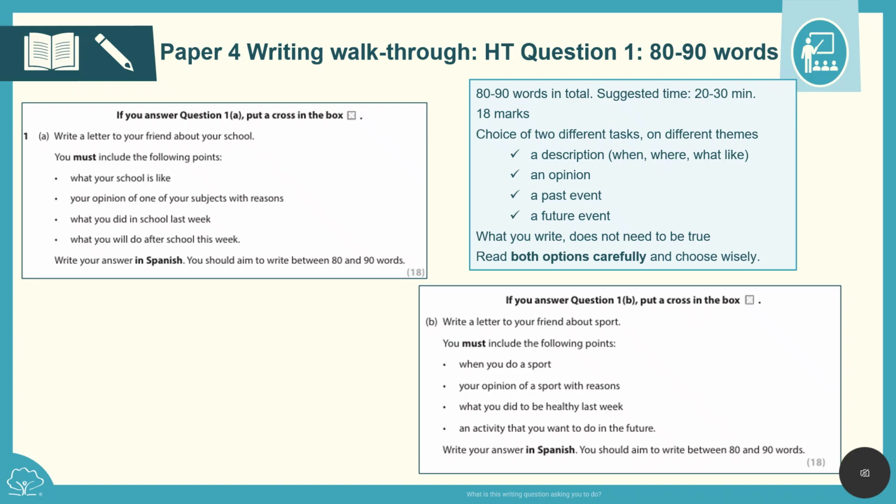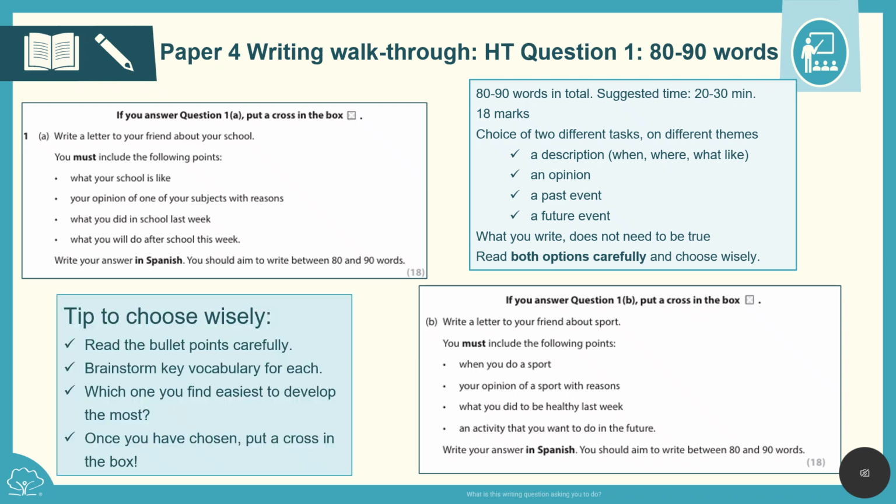So after you have chosen what you want to write about, so in this case you have a school or a sport, it's really important that you put a cross in the chosen one. Okay, there are some tips there on the bottom left that you can have a look at again. You can pause this slide so you can have a closer look at each of the bullet points and see how much you understand of them, or start thinking what you will write about.